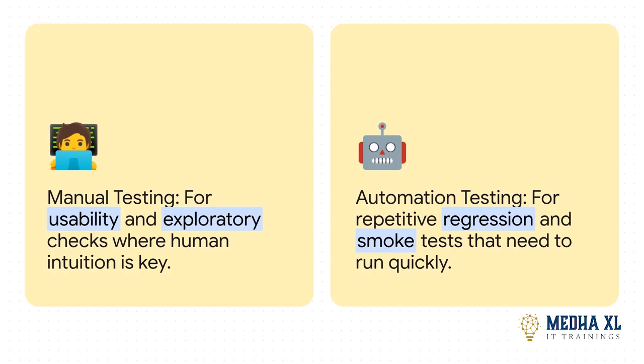Just think of it like a team. You've got the manual tester who's like the creative explorer. They're the one asking, what if I try this? And checking for stuff that just feels wrong. Then you have the automation script. That's your tireless workhorse. It handles all the boring, repetitive stuff, like checking that all the main features still work after a new code change. That's what we call regression or smoke tests. So one gives you insight, the other gives you speed, and you absolutely need both to win.